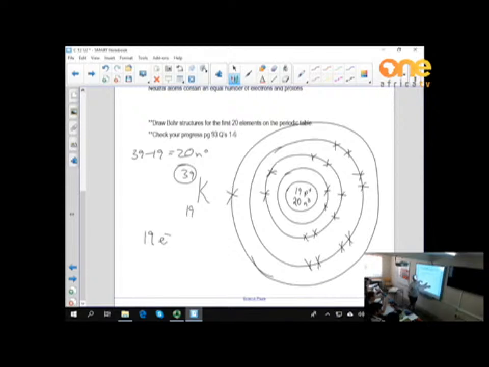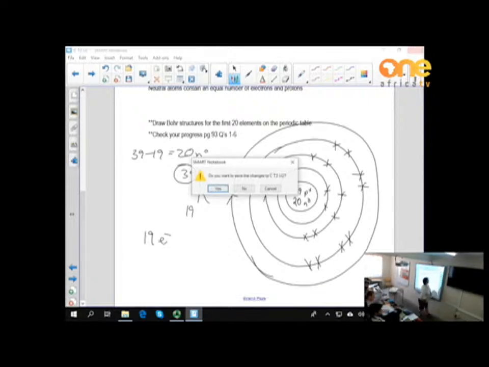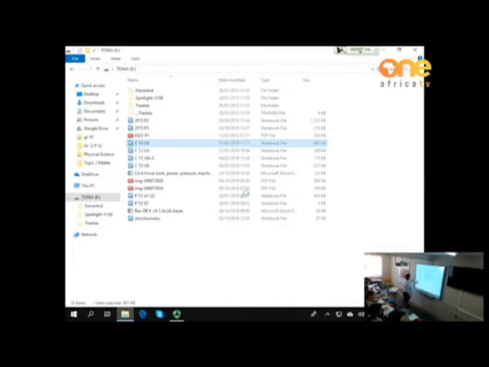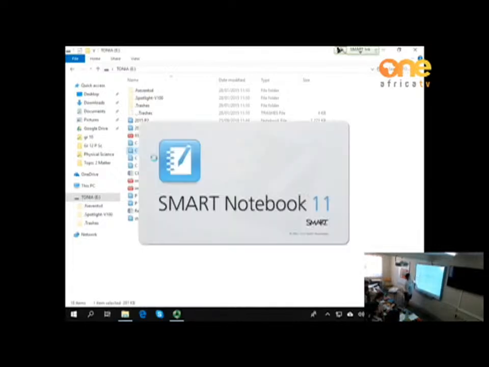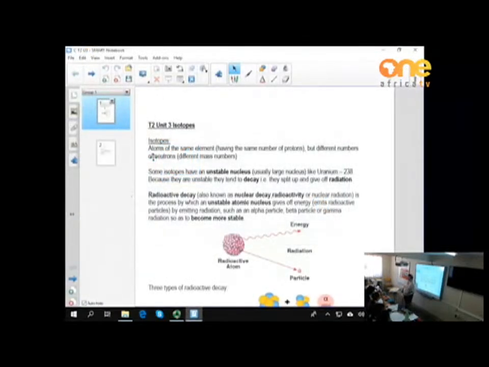To Unit 3. Unit 3, the heading is Isotopes. Who can give me the definition of an isotope? Yes. Atoms of the same element, in other words, they've got the same number of protons, but they've got different mass numbers, which means the number of neutrons.